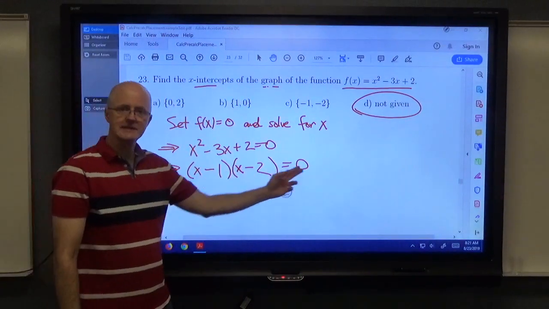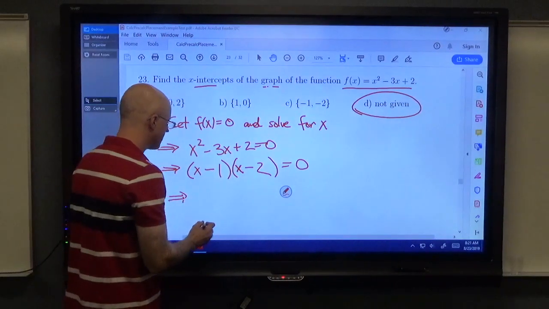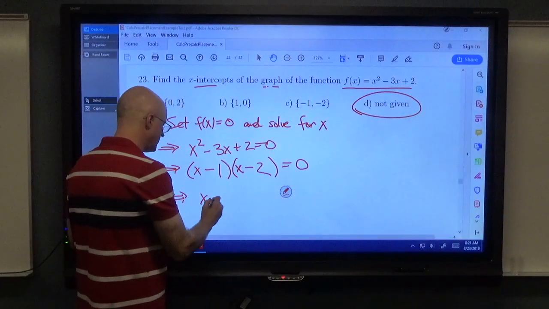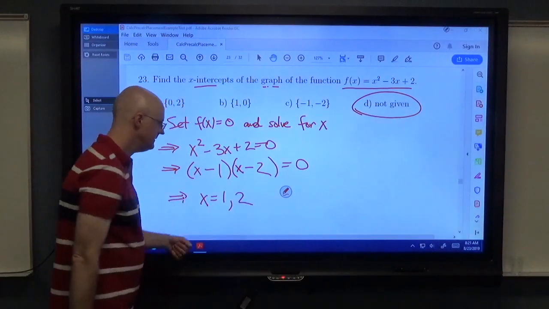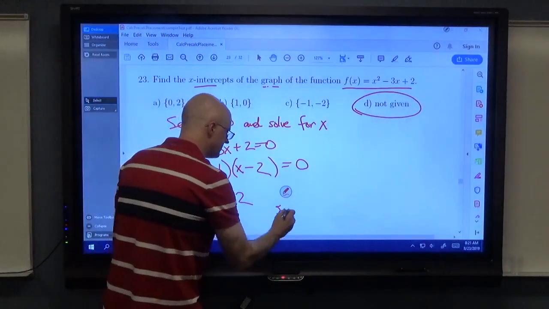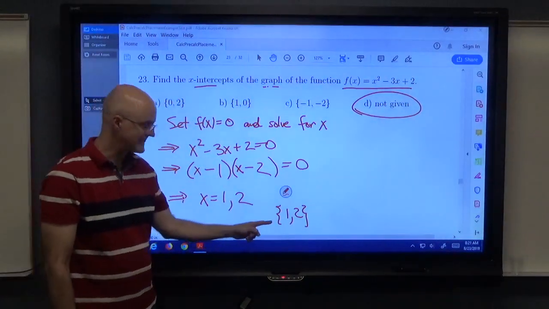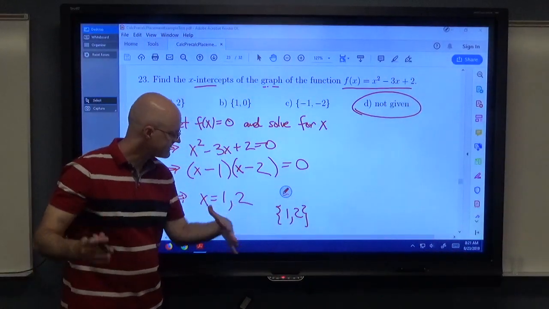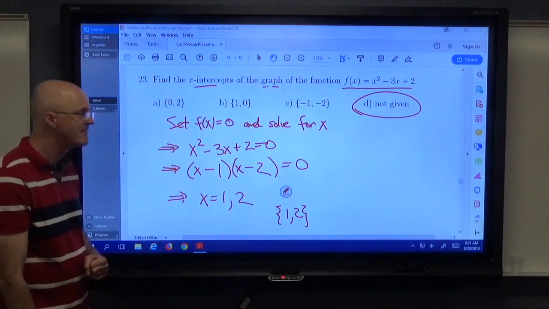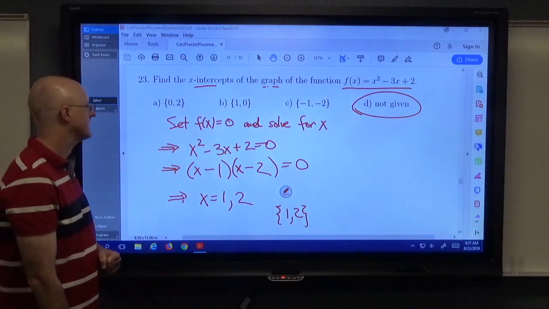If the product of two things equals 0, that means one or the other must be 0. So either x minus 1 is 0 or x minus 2 is 0, meaning x is either 1 or 2. And both of those numbers are solutions. You can check in the original equation. The solution set, using curly braces to specify a set, consists of the two numbers 1 and 2. Okay? But that's not given here. So the answer to the problem is not given.